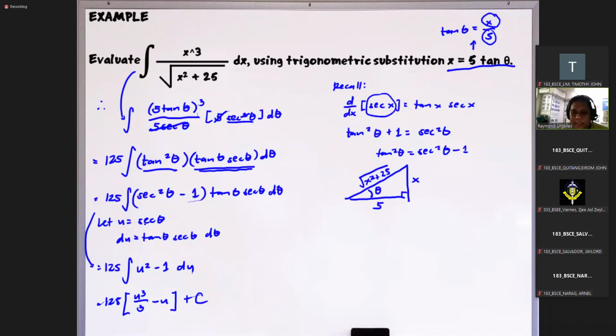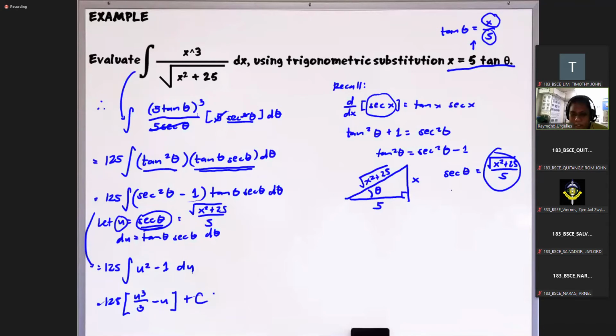So ano kailangan natin? Secant of theta, diba? So remember, secant of theta is the reciprocal of cosine of theta, and cosine is adjacent over hypotenuse. So ibig sabihin, secant is hypotenuse over adjacent, diba? So kaya square root of x squared plus 25 divided by 5. Okay? Kaya itong u, which is equal to secant of theta, pwedeng palitan natin ng square root of x squared plus 25 divided by 5.